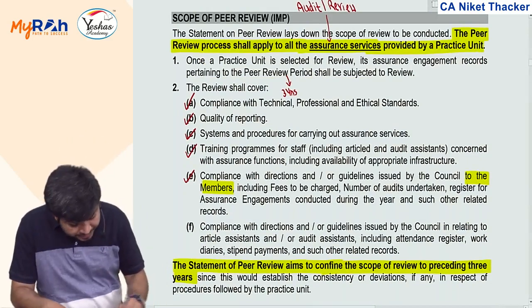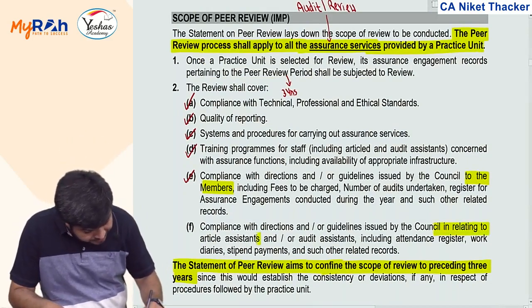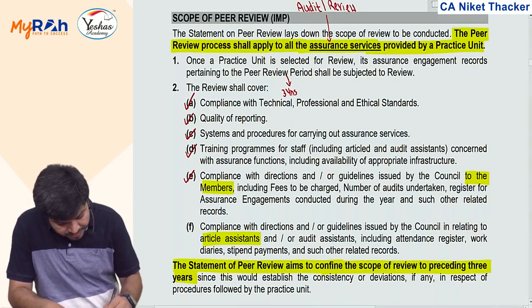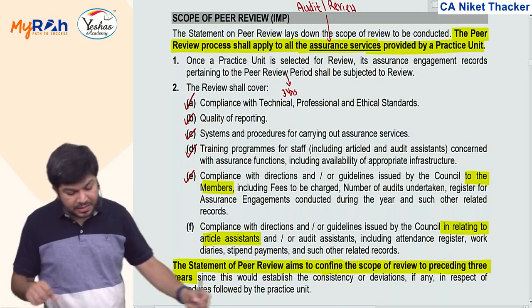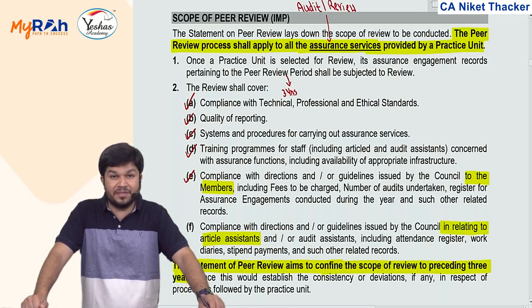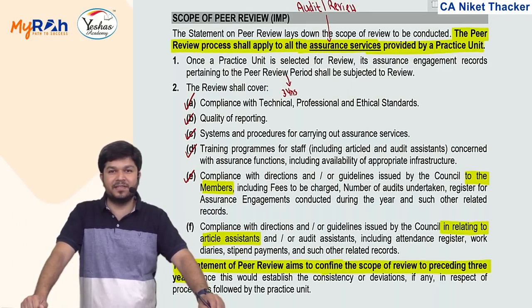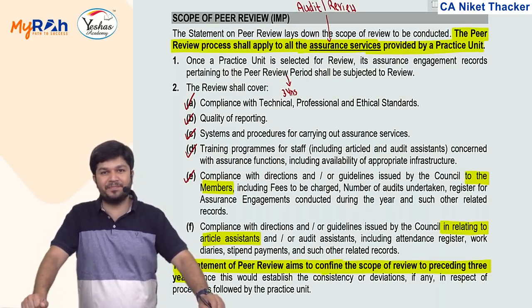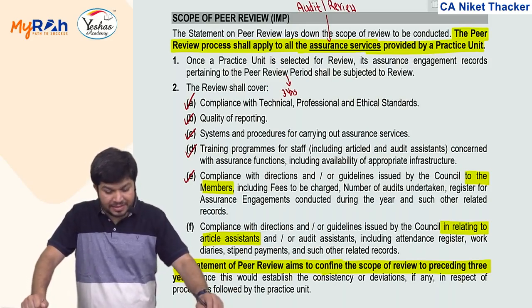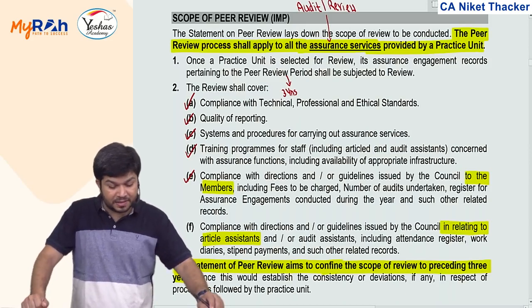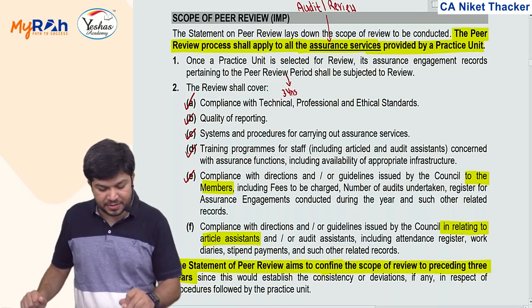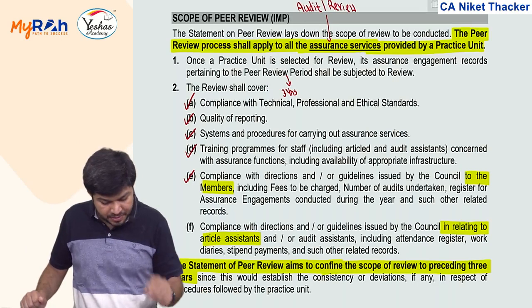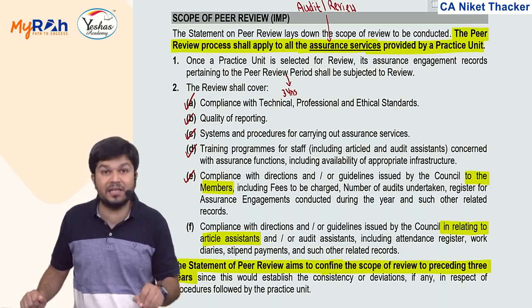Guidelines in relation to article assistant. Stipend: remember, monthly payment of stipend is mandatory. Minimum working hours 35. Article should not be used for other personal works. So, these are all guidelines relating to articles. So, compliance with directions, guidelines issued by council to the members. This is in relation to article assistant.